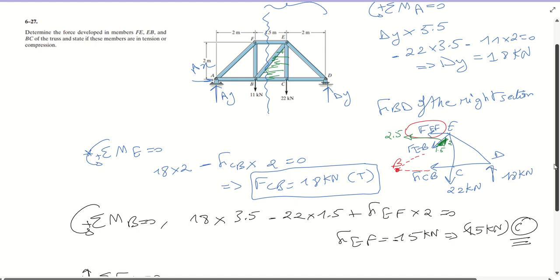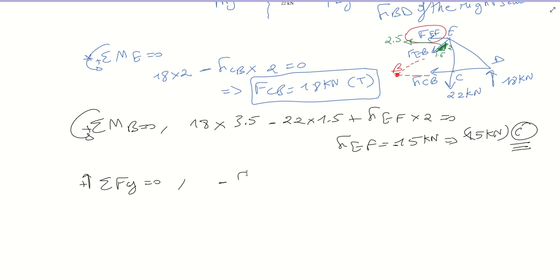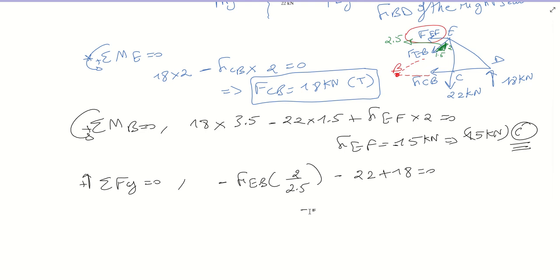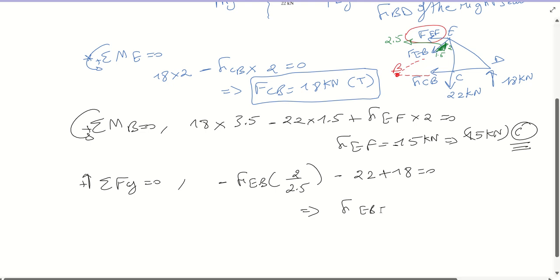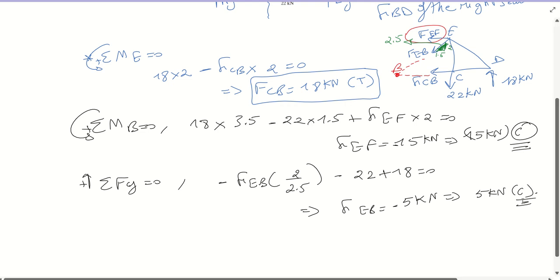So now I can easily find FEB. So here I can say minus FEB multiplied by the vertical, which is 2, over 2.5, the hypotenuse, minus 22, which is downward, and plus 18 is equal to 0. So we can find that FEB is equal to minus 5 kilonewton. So it is equal to 5 kilonewton in compression.